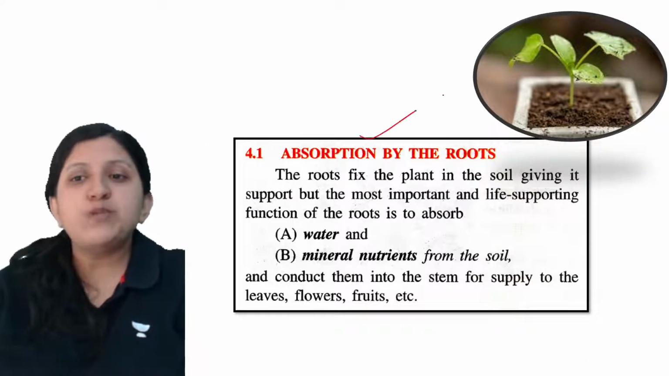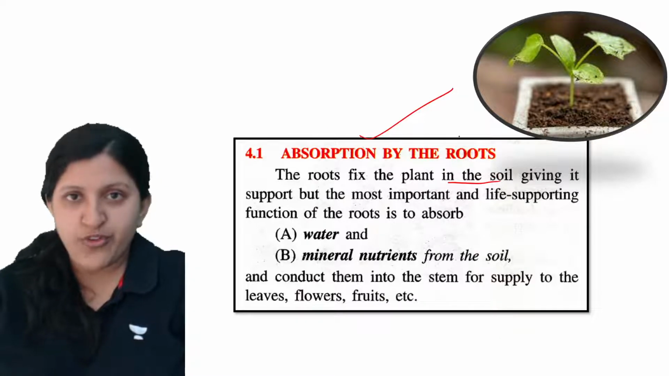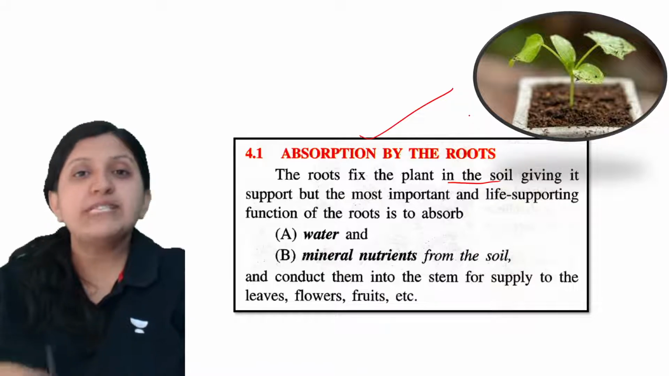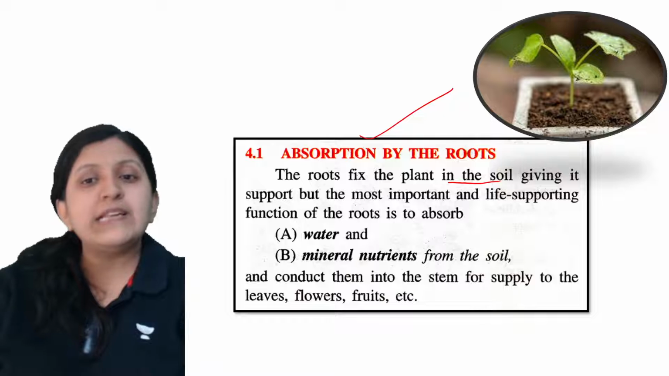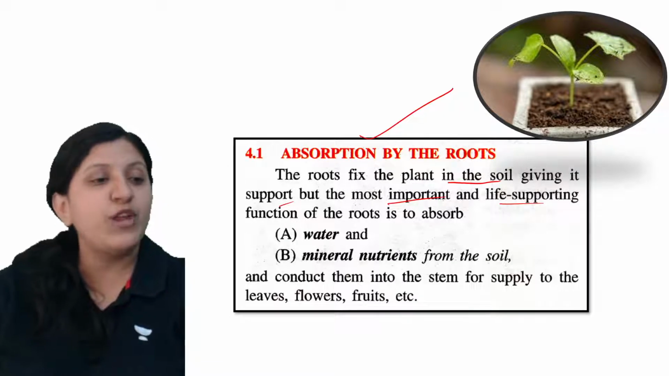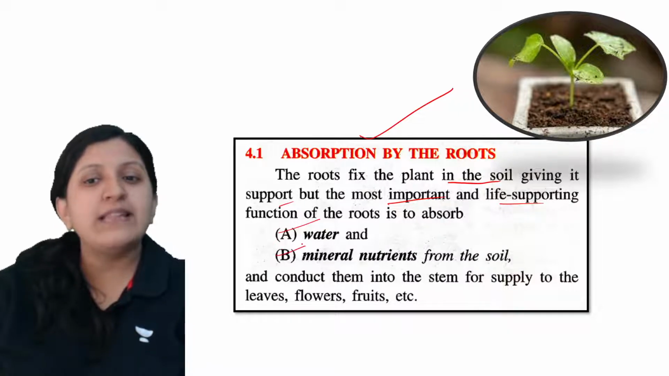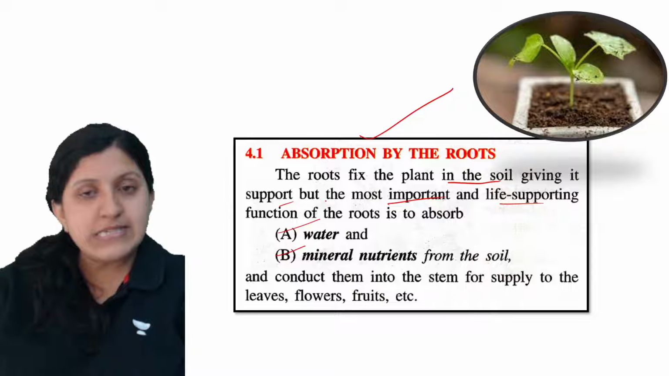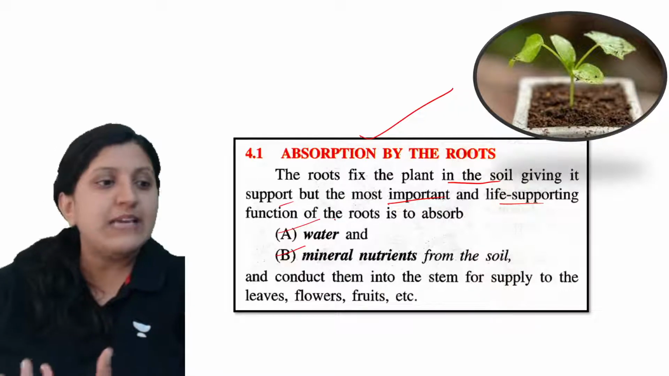So this is absorption by the root. Now what exactly does a root do? Roots fix the plant in the soil. So the function of root is what? Fixation of the plant in the soil, providing it support. But the most important life supporting function of the root is basically to absorb water and minerals. So water is taken, the minerals are taken, and this is basically done by the root.